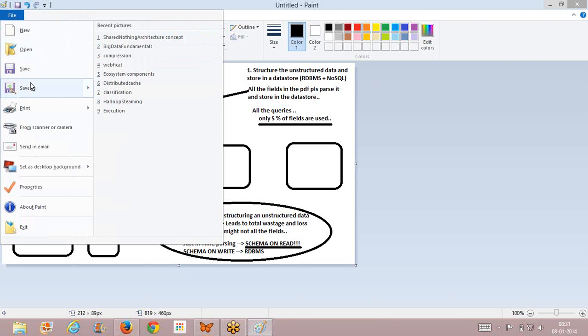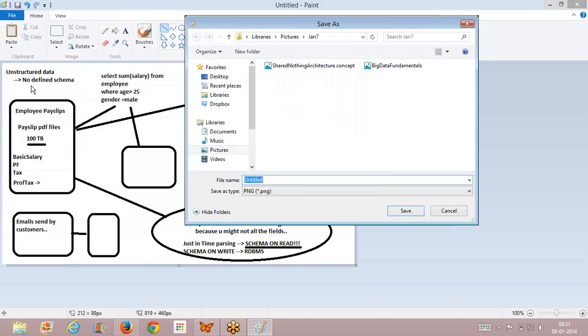Okay, so let me do this. What is this? This is schema on read, or the variety problem. Schema on read.